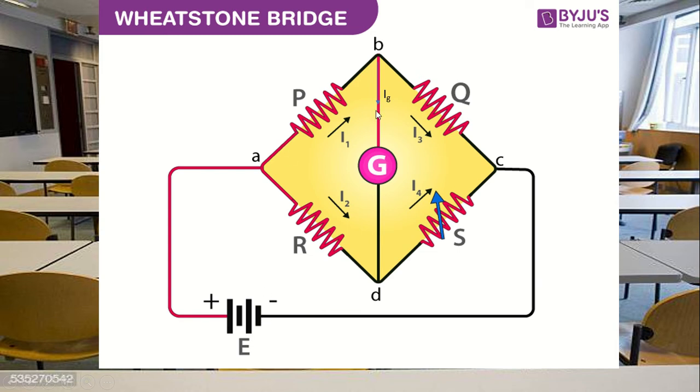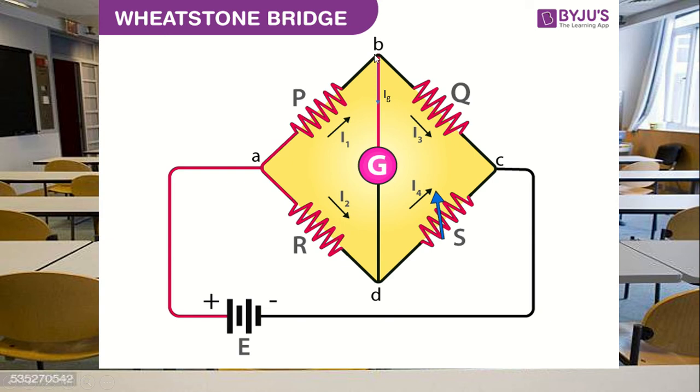Here, you can tell me why I1 divides into two parts and Ig comes through the galvanometer. Why not I2? Look, I1 at point B divides into two parts, and Ig is coming through the galvanometer. The current is already coming from one direction, so I2 will not go through the galvanometer. I2 will go through the resistor S as I4.